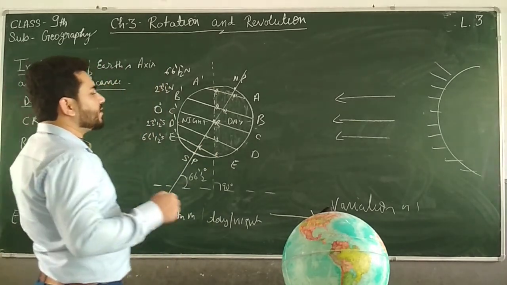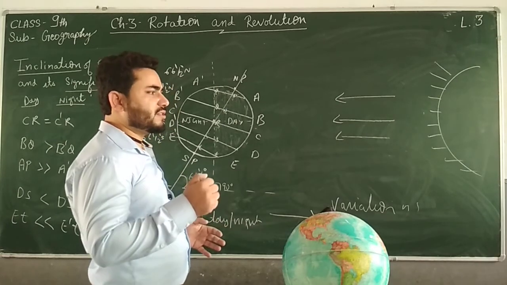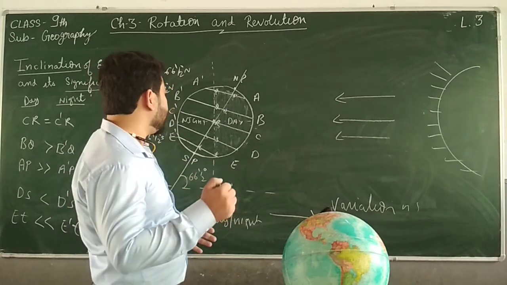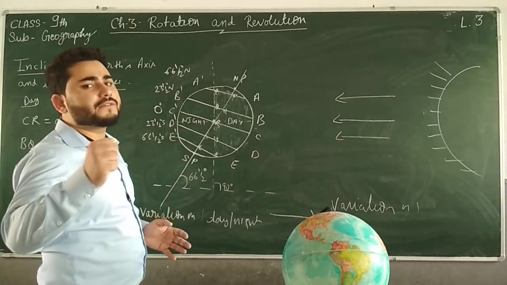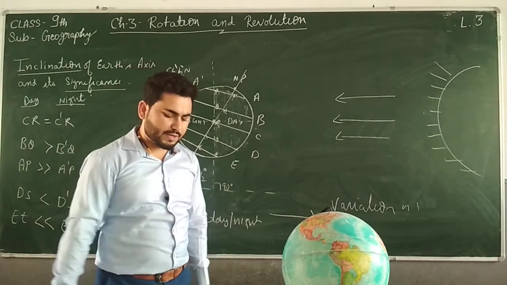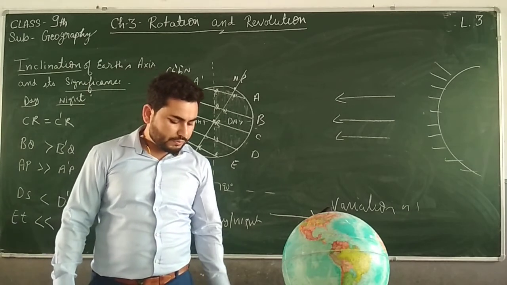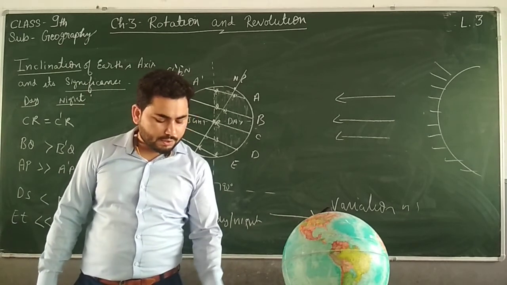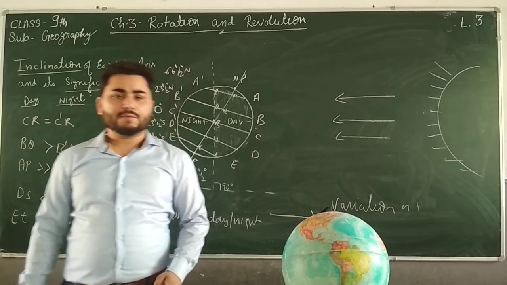So this inclination is leading to variations in the duration of days and nights, and hence in the variations of seasons. So this was all about the inclination of the Earth's axis. I hope you would have understood that. In the next lecture, we are going to study about the revolution of the Earth, about solstices and equinoxes. Thank you so much.